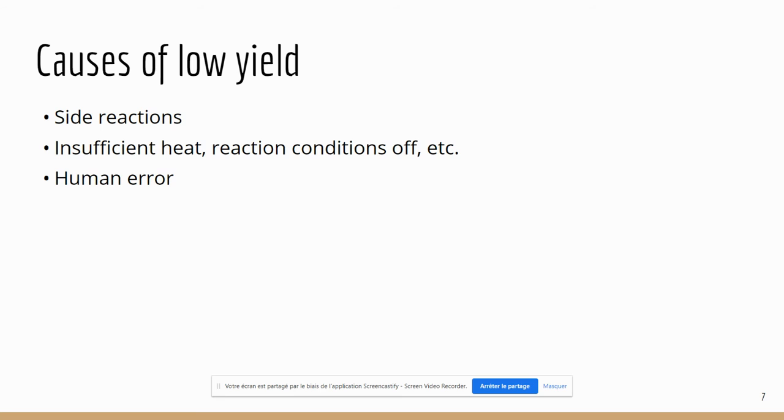We thought one specific reaction was going to happen, but a different one happened. Then we could just have some reaction conditions being off. Like we didn't have enough heat. There was a little bit too much humidity in the room. And then there's human error.